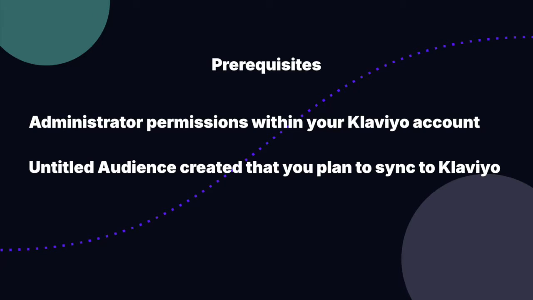The name of that audience will become the name of your Klaviyo list, and those names need to match exactly. It's easiest to just copy the audience name from Untitled into Klaviyo.